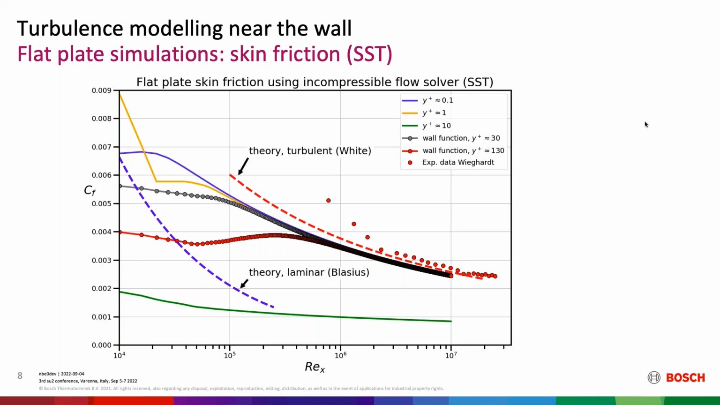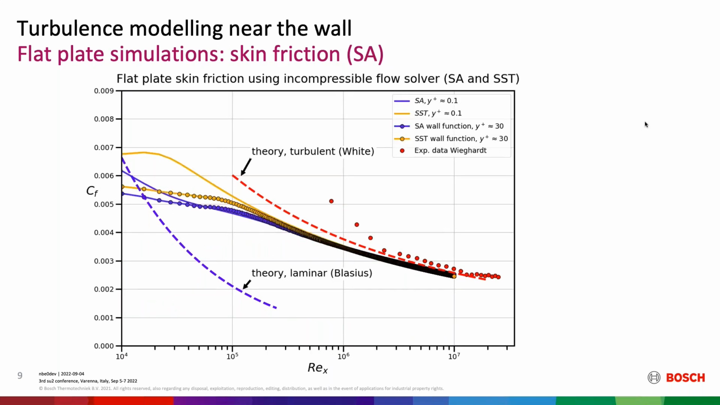But with wall functions, we basically get the same result as for the wall resolved simulations almost as soon as we are in the region where the turbulent boundary layer starts. So let's say from Reynolds 500,000, we already get very good results.